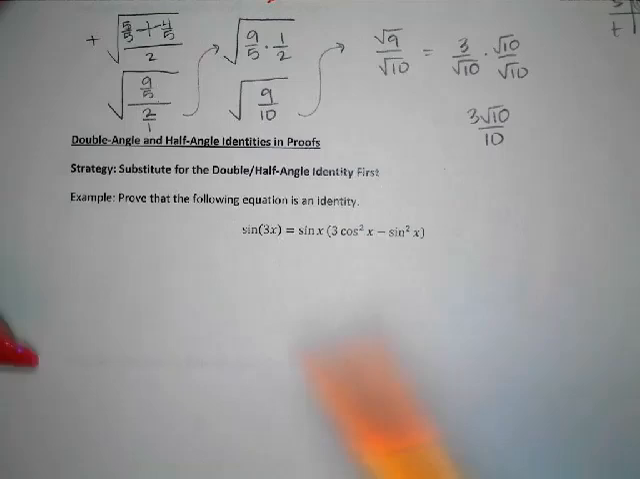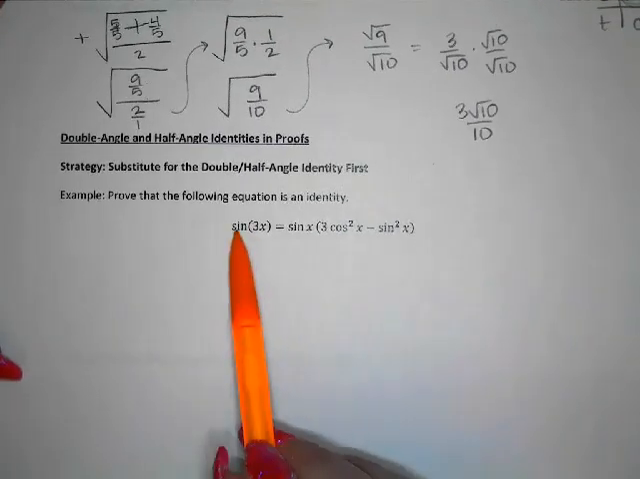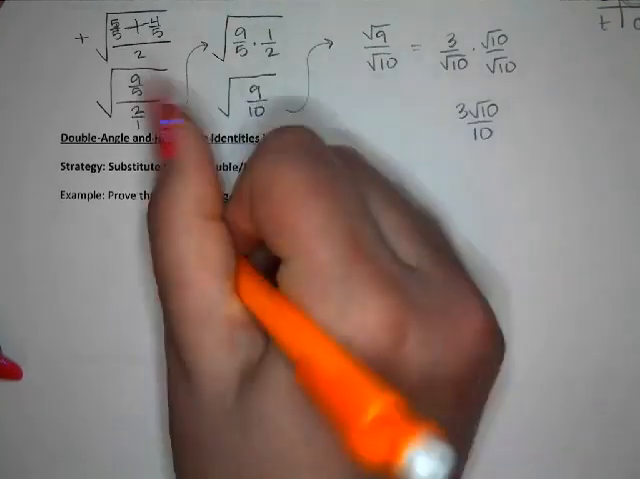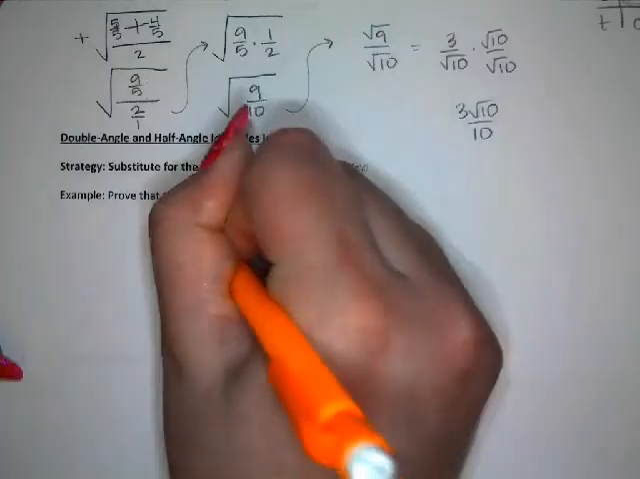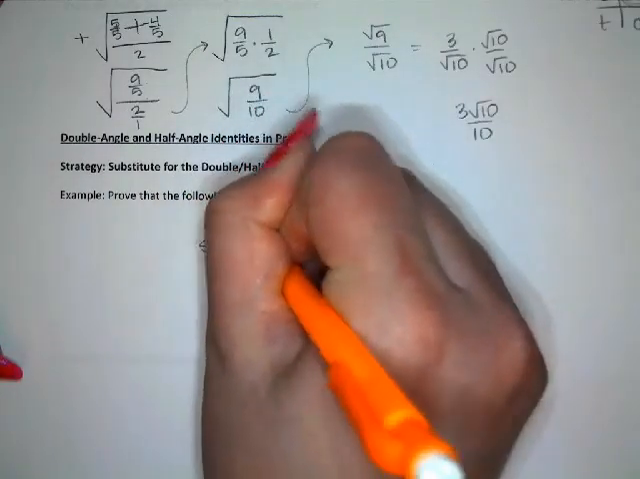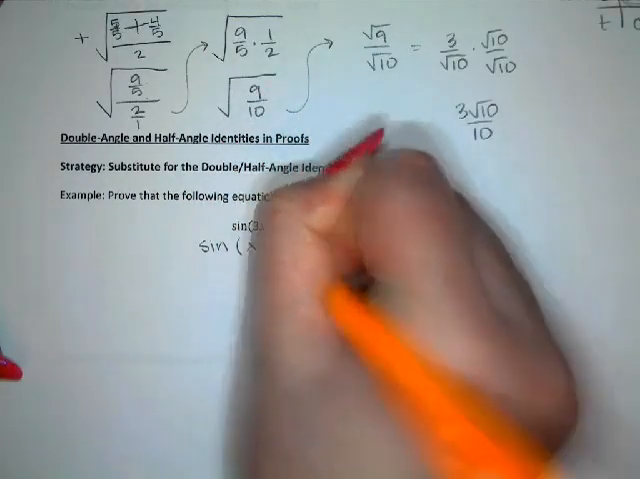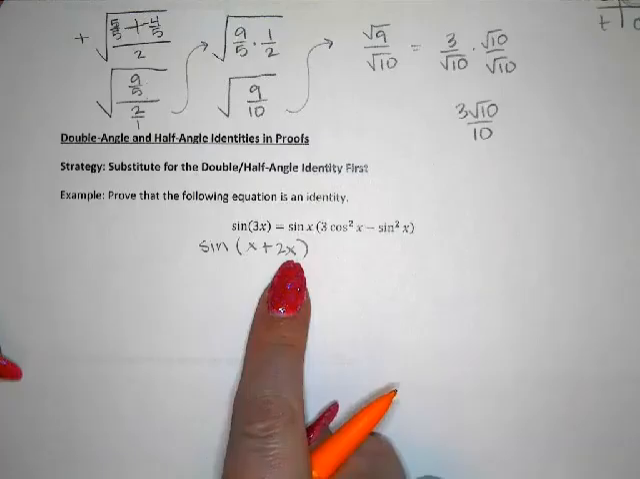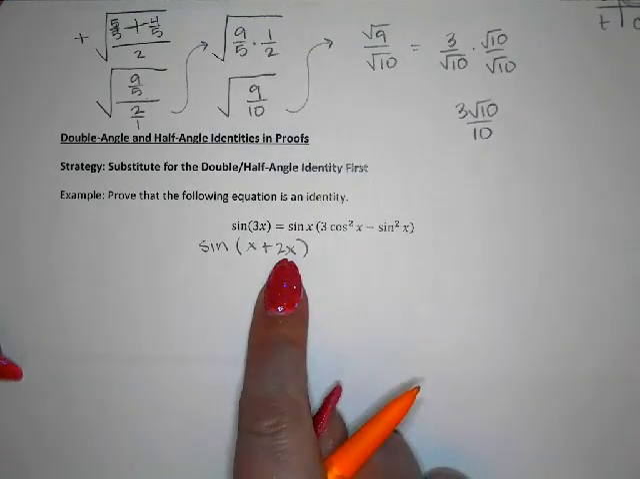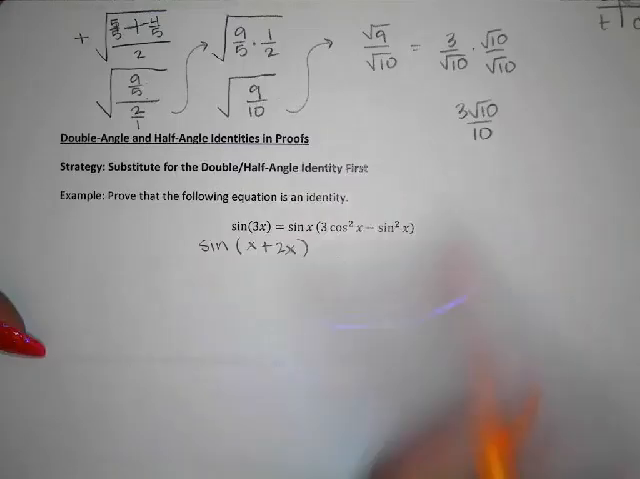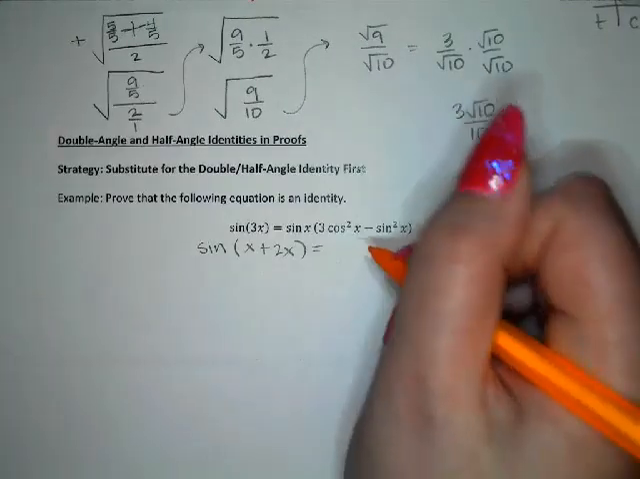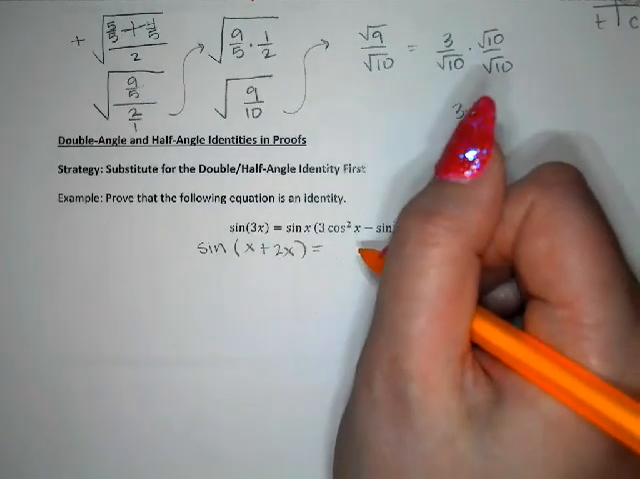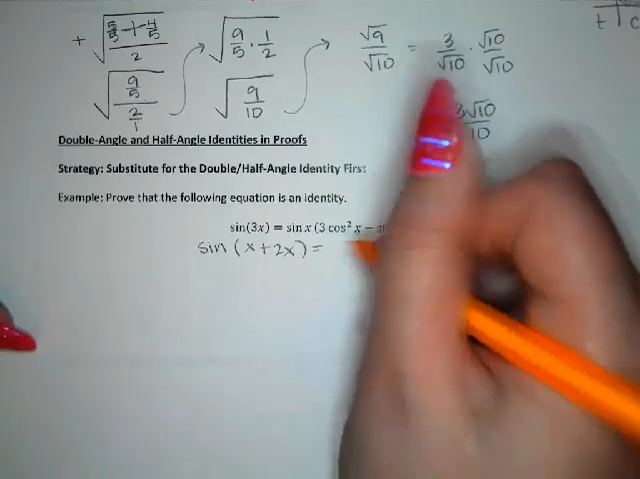So what I'm going to do first is take this 3x and write this as sine of x plus 2x. So it's a sum identity, but it also has a double angle identity. And that's what makes this a complicated problem. So it's kind of got both things going on. It's got something from section 6.3 and then also what we're doing right now with section 6.4.